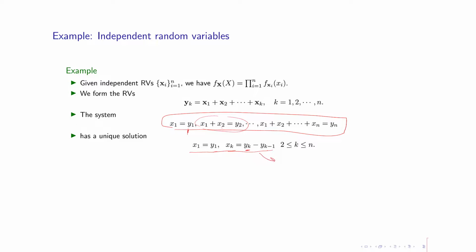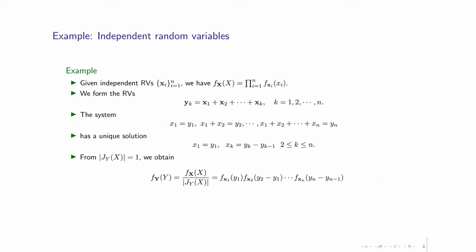Remember that this solution xi or xk is written in terms of y1 to yk. This is for any problem: we have to write the inputs versus the outputs in order to be able to find the distribution of y in terms of x.